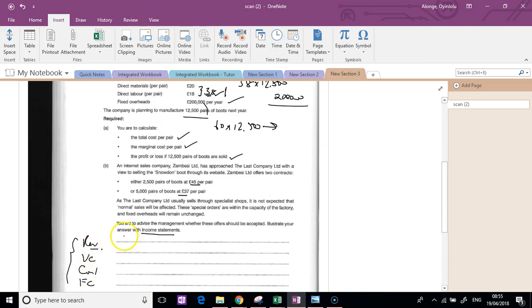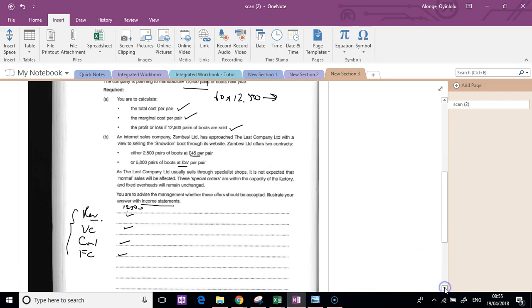So if you like, calculate it for 12,500 boots and do everything. Get your revenue, do your variable costs, get the contribution, take away the fixed costs, and have your profit at the bottom. This is what the income statement looks like for management accounting. And then you can put a little line and then do the next thing.